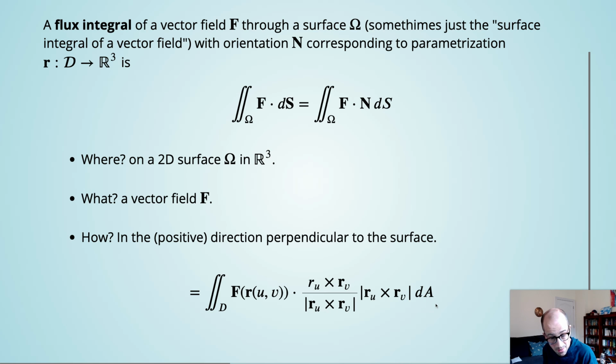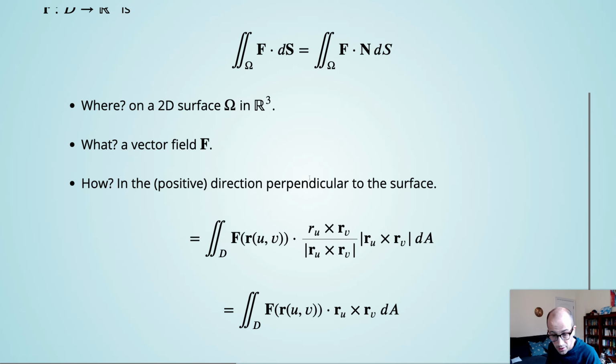And then to integrate with respect to surface area, recall, we take the magnitude of r_u cross r_v. But you'll notice, if you haven't already, that we get exactly a cancellation between these two terms. And this becomes quite a nice computation altogether here. Scroll down. Things cancel, and we get this really nice expression at the bottom.